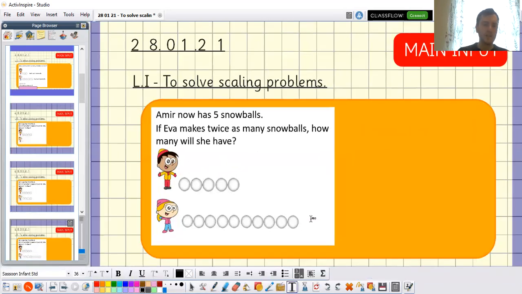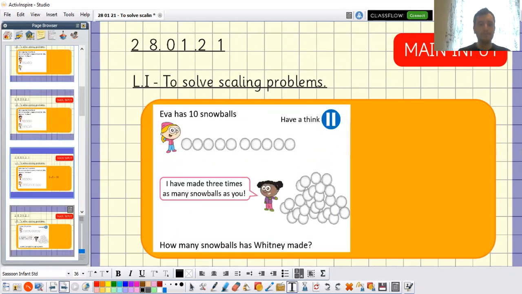So how many does she have in total? Eva now has 2 groups of 5, or 2 times 5, which is equal to 10. Eva has 10 snowballs. Now let's make it even more complicated. Eva now has 10 snowballs. We can see them there.